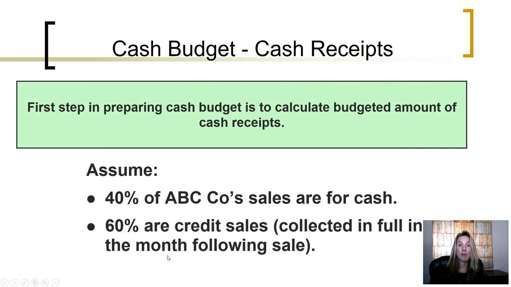The first step of preparing the cash budget is to calculate the budgeted amount of cash receipts. Because remember, the cash budget plans for cash inflows and cash outflows. So first, let's figure out how much ABC is planning to bring in cash during their budget period. So let's assume that 40% of ABC's sales are all done in cash. The remaining 60% are credit sales. All of their credit sales are collected in full in the month following the sale.